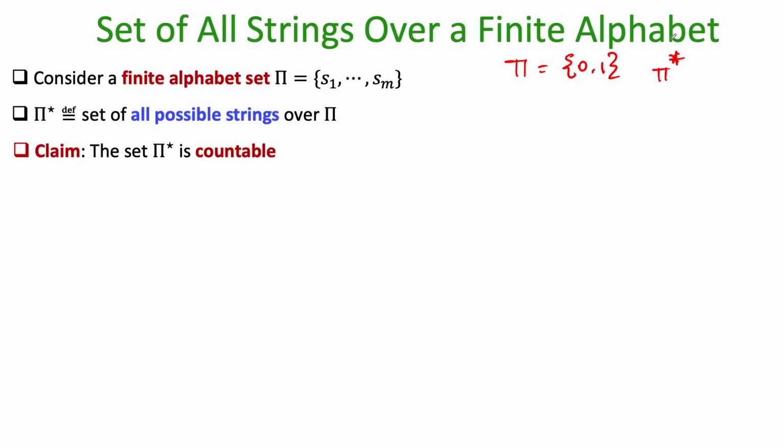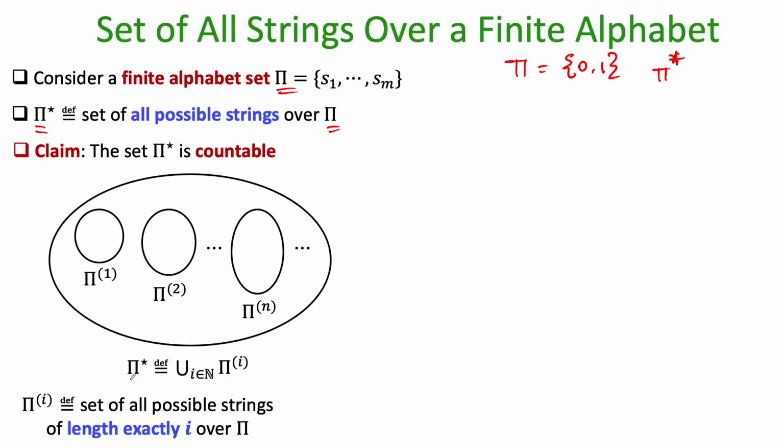Now I am generalizing this result to a bigger alphabet which may have more than two symbols or characters. So I am assuming that I have an alphabet Π consisting of m number of characters, s1 to sm, or m number of symbols, and Π* denotes the set of all possible finite length strings over this alphabet. My claim is that this set Π* is countable.